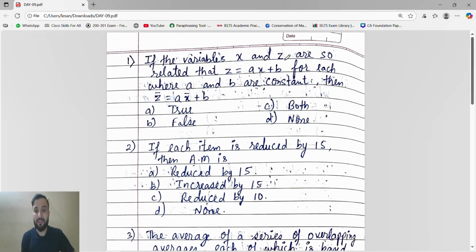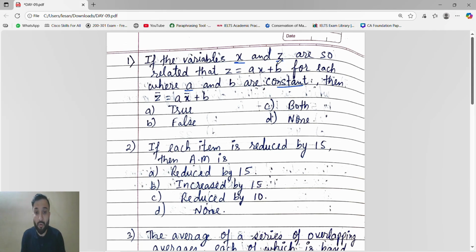If the variables x and z, okay, so this is the chapter we are doing today, the measures of central tendency. If the variables x and z are so related that z equals ax plus b for each, where a and b are constants. So what we get to know from here? We get to know that we have x and z as variables, and a and b are constants. A and b are constants means a and b are some numbers. So they are given z equals ax plus b.